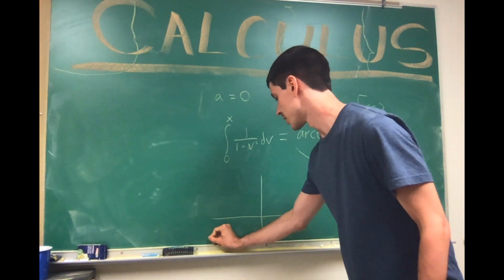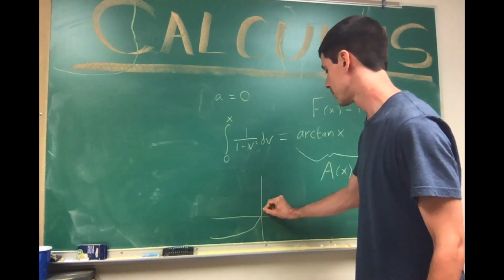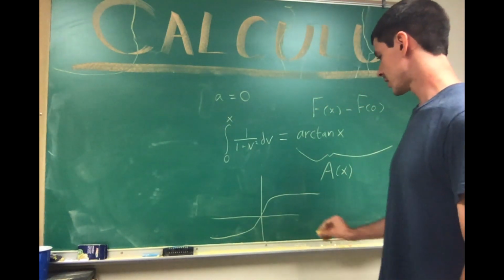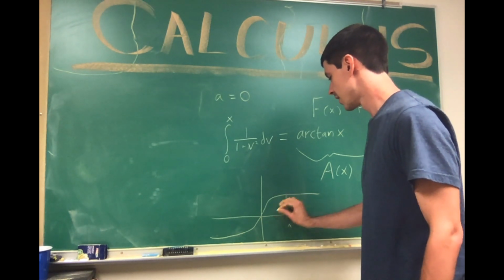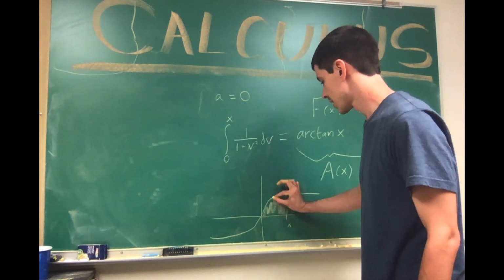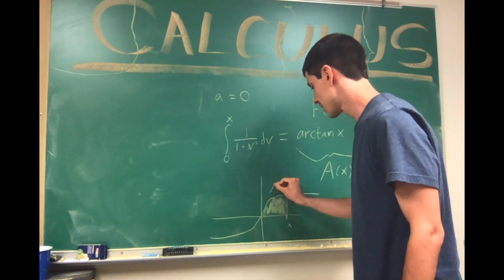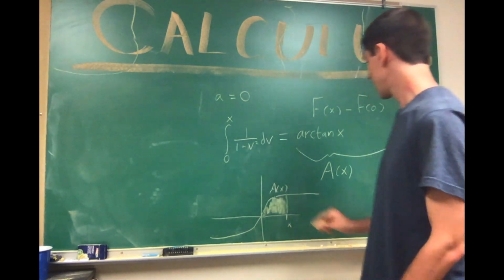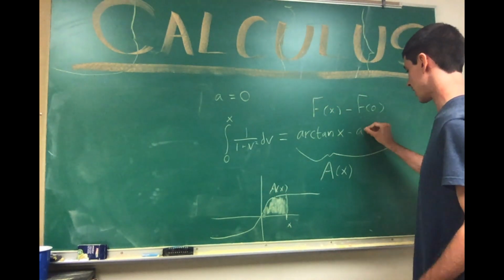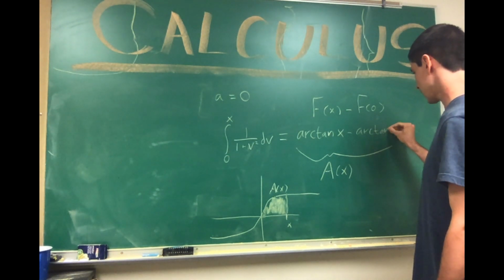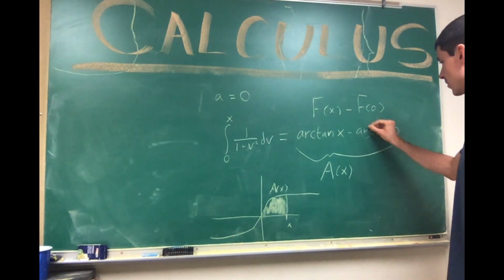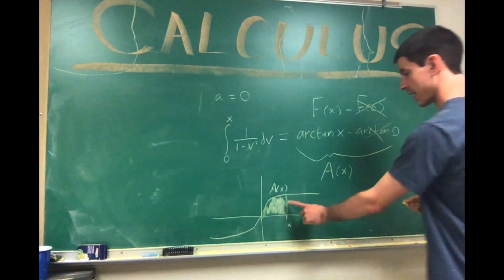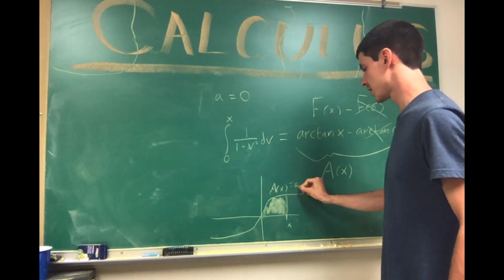So arctangent, of course, goes from negative pi over 2 up to pi over 2. Say this is our x value. This is going to be the area from 0 to x, so A of x. It's going to be arctangent of x minus arctangent of 0. But arctangent of 0 is just 0. So this area, A of x, equals arctangent.